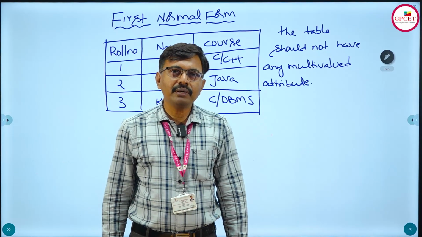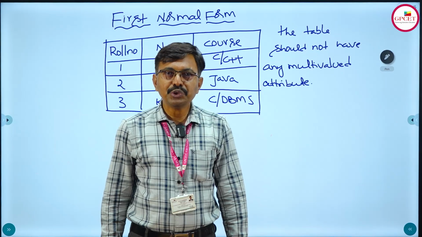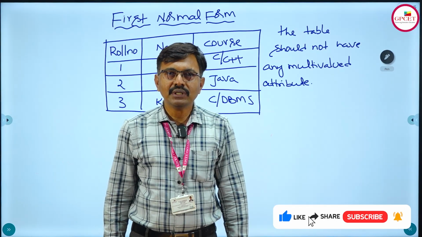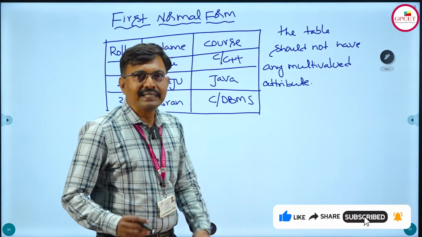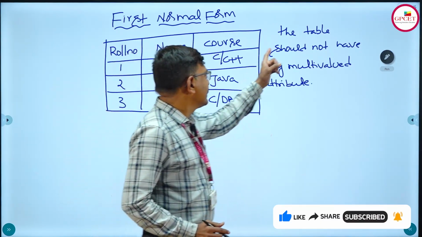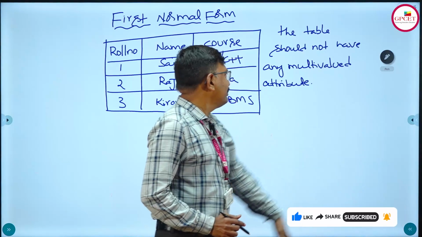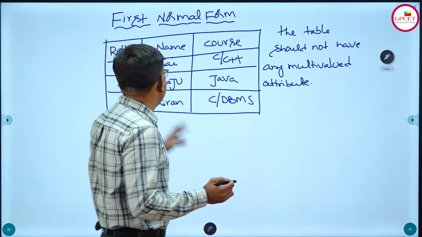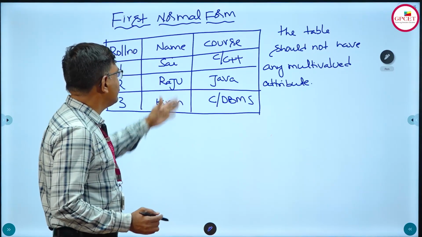First normal form states that there should be only simple or individual or atomic values. There are no multi-valued attributes. That is, the table should not have any multi-valued attribute. A multi-valued attribute is nothing but, observe here, there is a roll number, a name, a course.